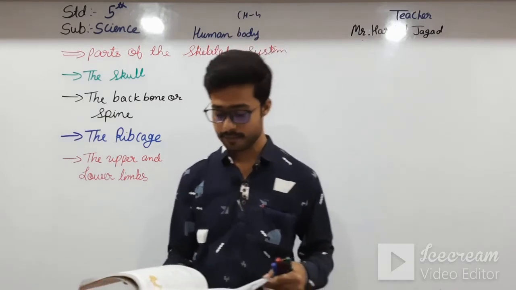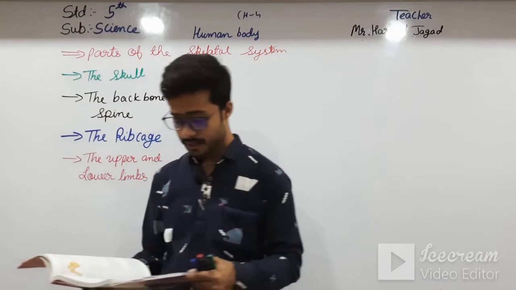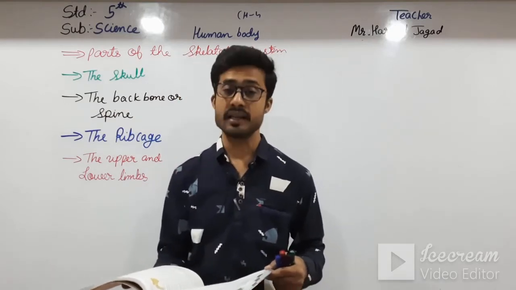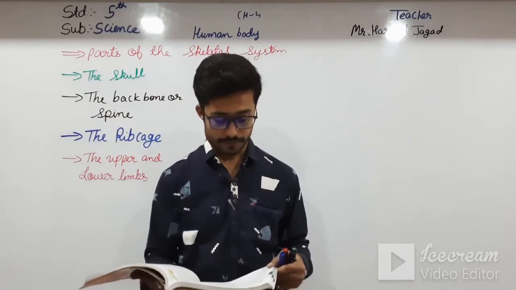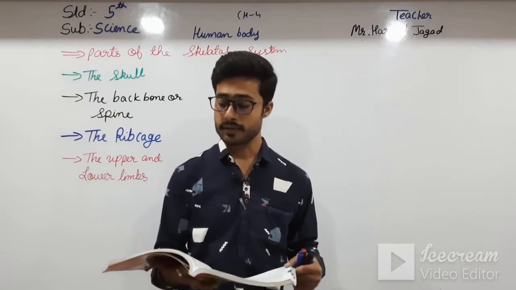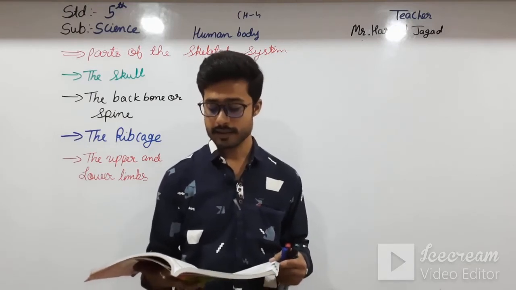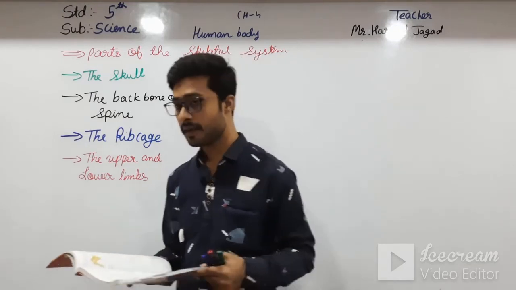Okay, then come joints. What are joints? We have seen the types of joints over here: hinge joints, ball and socket joints, gliding joints, and pivot joints.